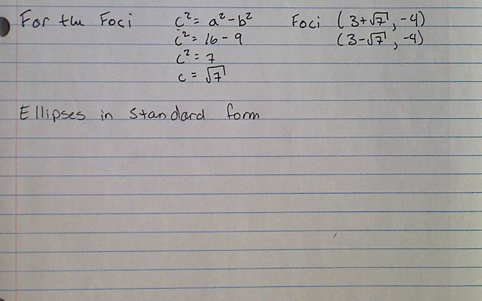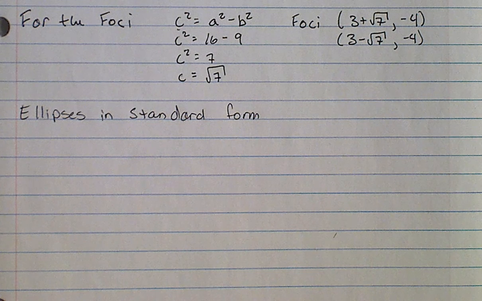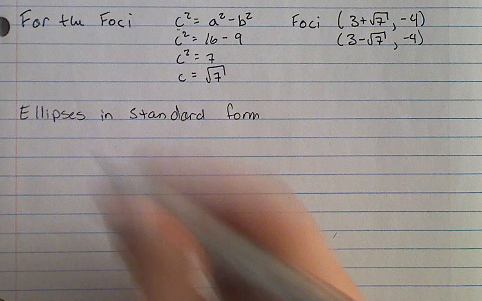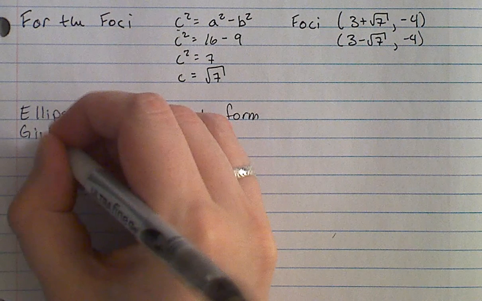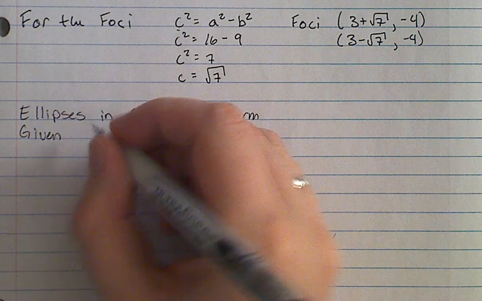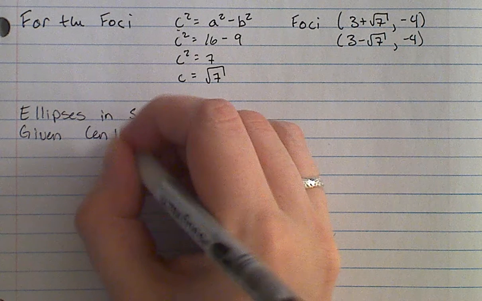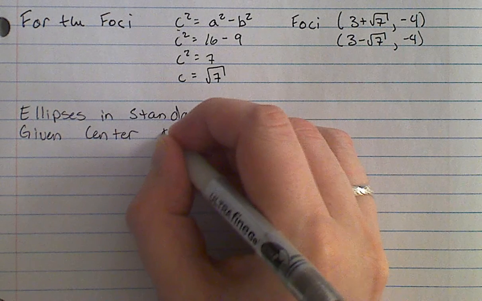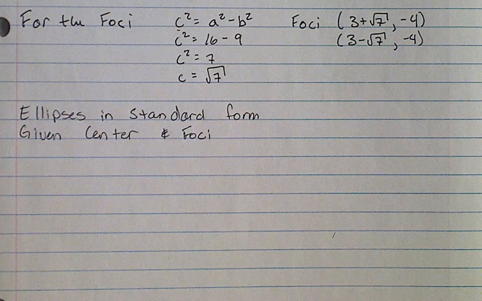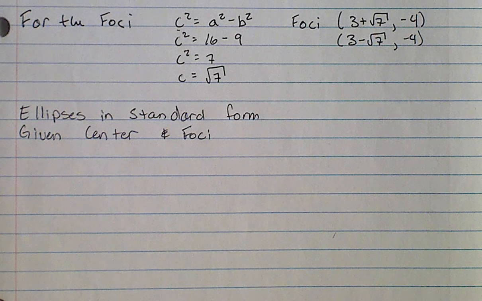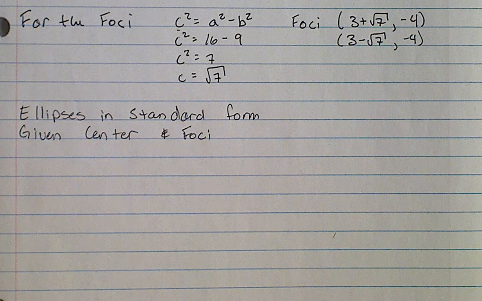So let's take a look at two possibilities of this. Let's start with if you're given center and foci. So if we know what the center is and we know what the foci are, we're going to talk about how we can take that and move it into something where we can put the equation into standard form.